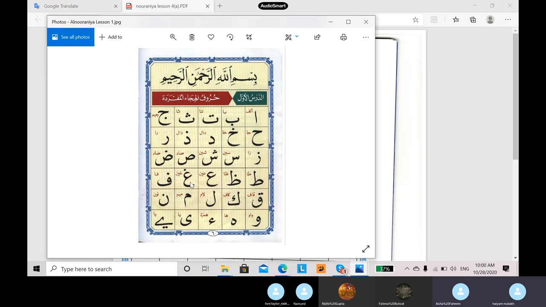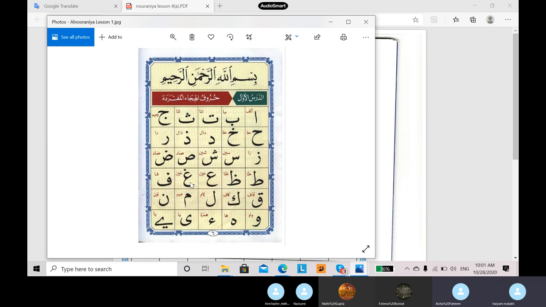Ghayn, ghayn. I teach you one way. How can you know from where the letter comes out? What is the exit? Before any letter, just add the letter alif. Meaning, if I want to know where is the letter baa, before the letter baa, just add alif. So I will say ab. Correct? Try by yourself. Ab, ab. So from where do you feel the baa come out? Ab, down. Ab, ab. From where? The letter baa, from your lips. Lips, correct.